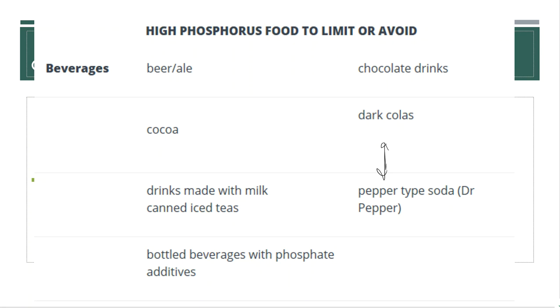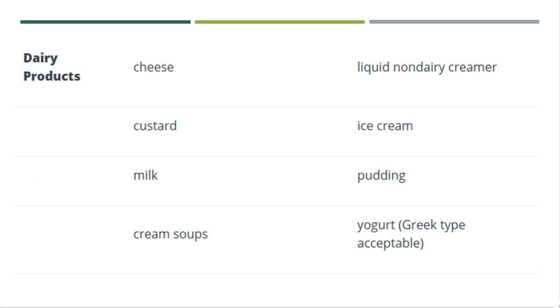Drinks made with milk. You mean like chocolate milk? Yes. Canned iced teas. Oh, bye-bye Arizona. Arizona iced tea, you're not going to be drinking that if you're going to look out for your phosphates. Bottled beverages with phosphate additives. You reckon? I would expect that.